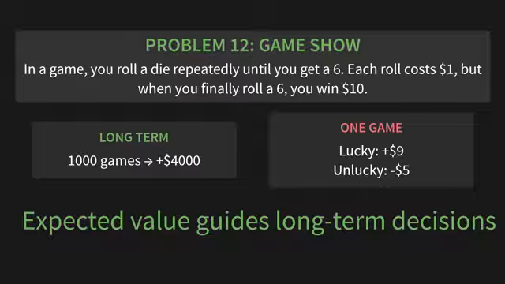That's both the beauty and the brutality of probability. Expected value tells you what's smart in the long run, but in the short run, anything can happen. The math says play, but make sure you can handle the swings.